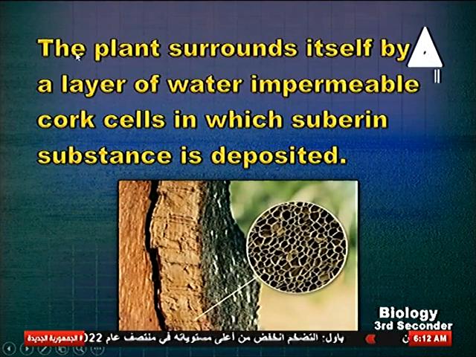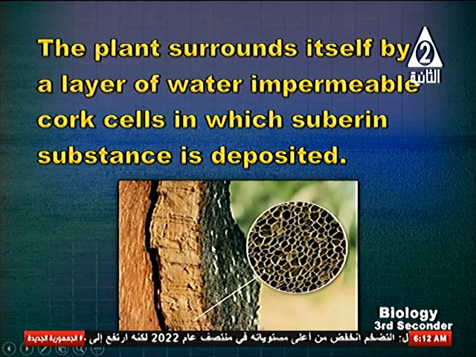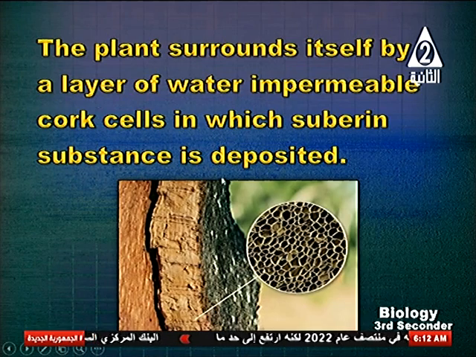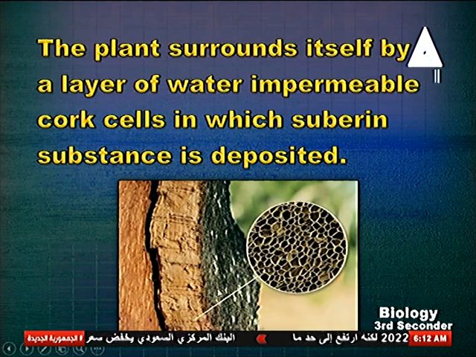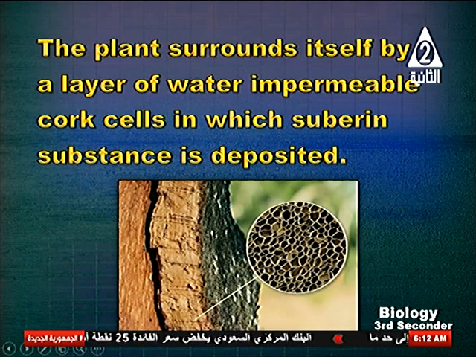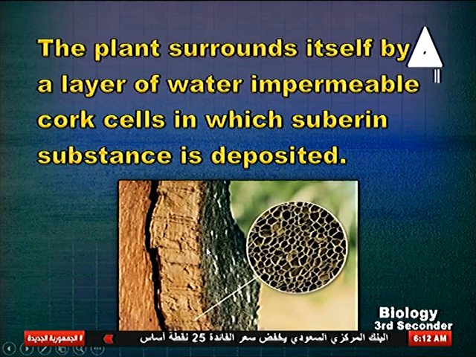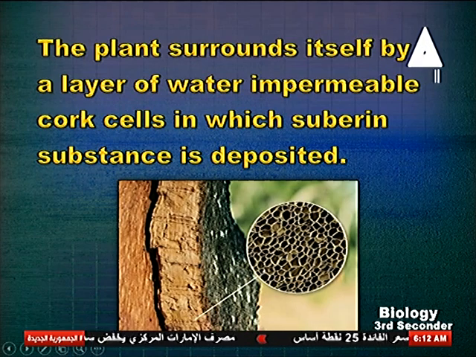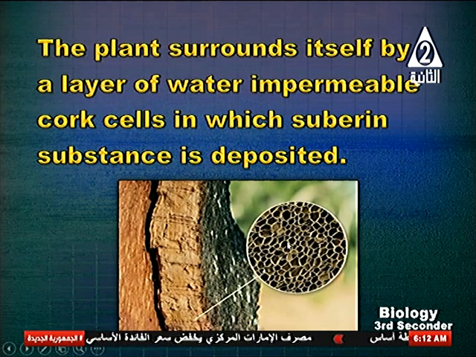Another example is that the plant surrounds itself with a layer of water impermeable cork cells in which suberin substance is deposited. Suberin is deposited inside the cork cells, which are present in woody stems. So cork cells contain suberin and are present in woody stems.